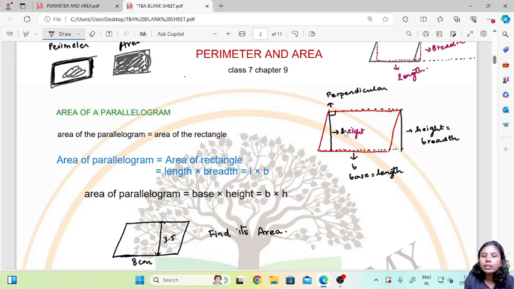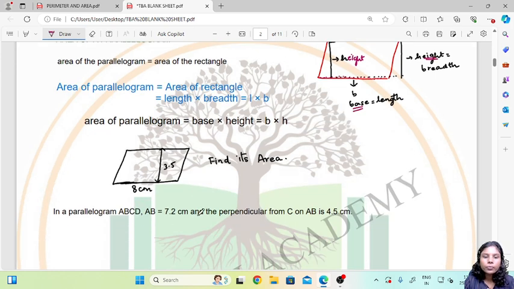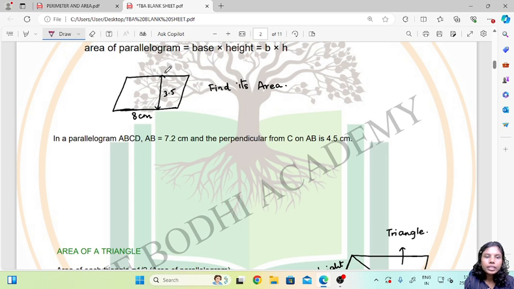Also we see that when we draw this perpendicular line, there is a 90-degree angle formed. So this line is perpendicular to the base or the length of the parallelogram. So now we can simply say that the area of a parallelogram is equal to the base into height of the parallelogram. So we are taking the base and we are talking in terms of height. So B into H. Now say you are given this example.